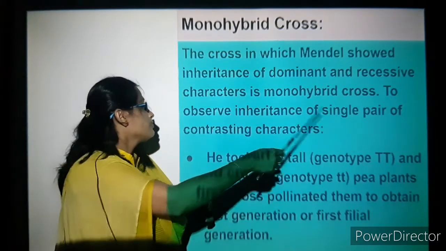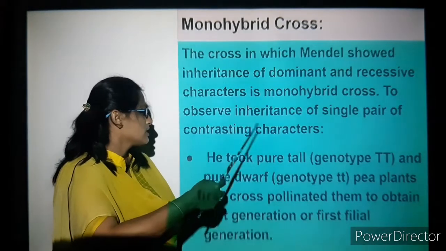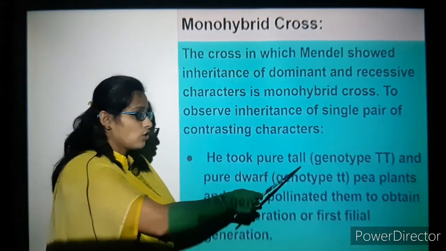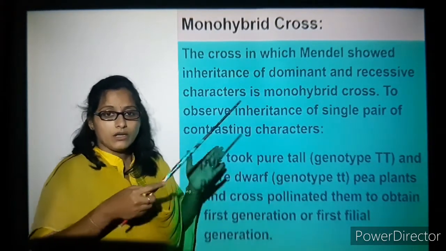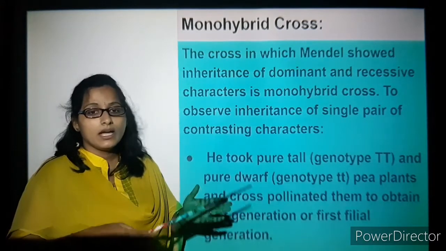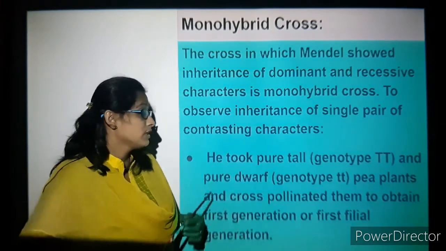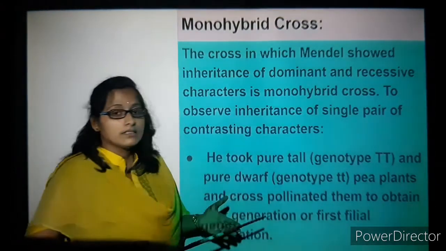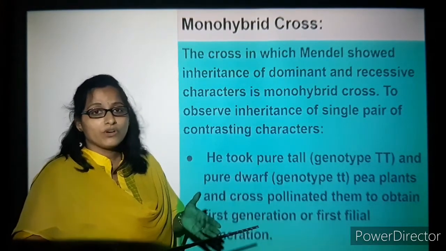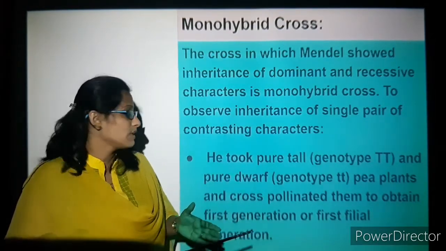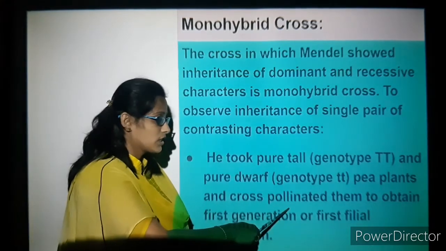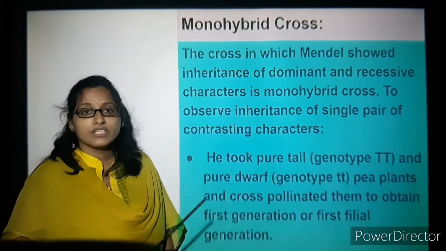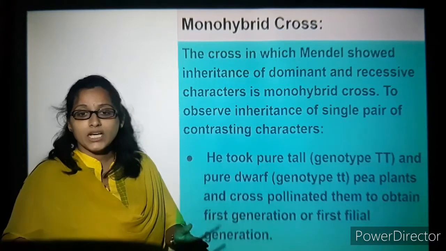3:1. So to observe inheritance of a single pair of contrasting characters, what did he do? So as we saw in the picture, he took a pure tall, genotype capital T and T, and pure dwarf, genotype small t and small t, and that is what he took as the P plant. Don't forget his experiment was with respect to the pea plants, and he cross pollinated them to obtain the first generation. The first generation is also known as the first filial generation.